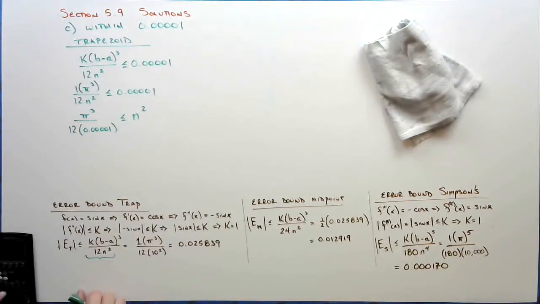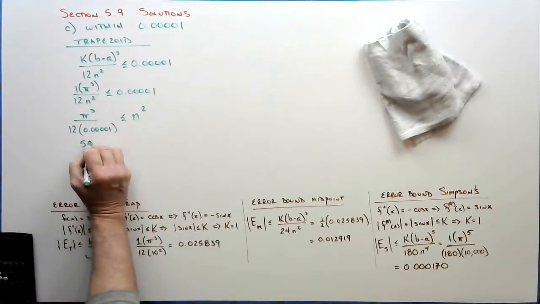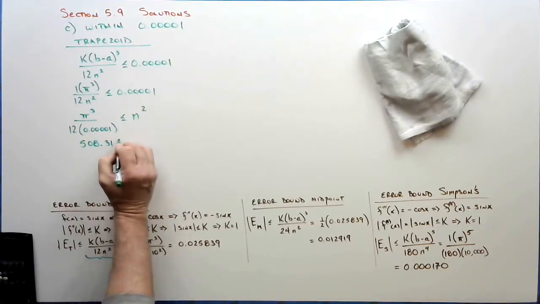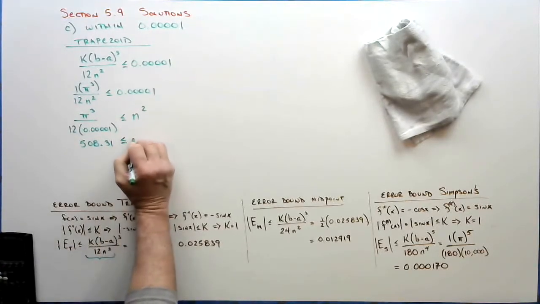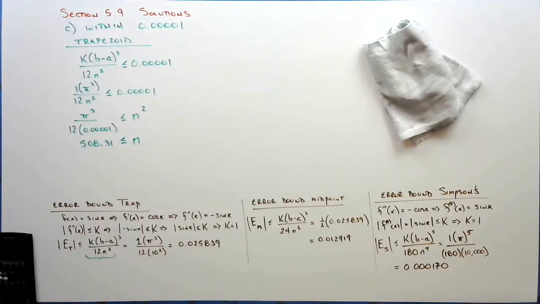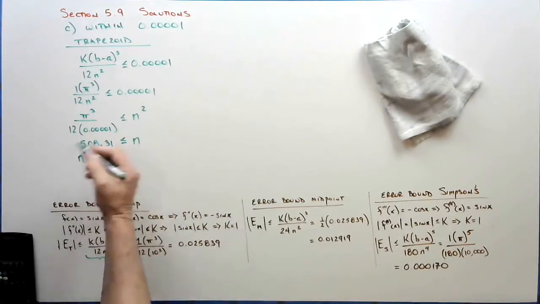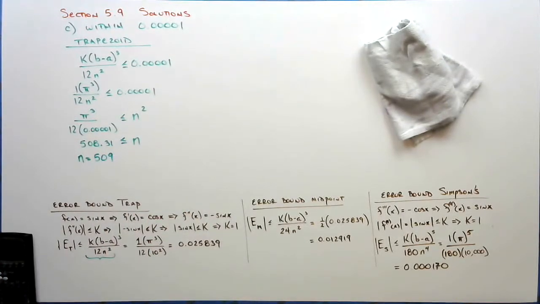So we're going to take the square root of that. So I'll raise that to the power of 0.5, and I get 508.31 is less than or equal to n. So n has to be bigger than 508.31. Now we're talking partitions here, right? These are partitions. We can't have a partial partition. So our n here for the trapezoid rule would be 509, right? Because we need at least 508.31. That means we need 509.